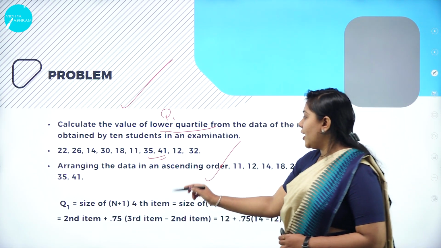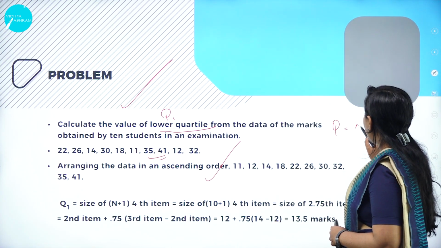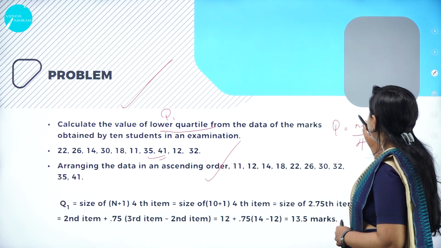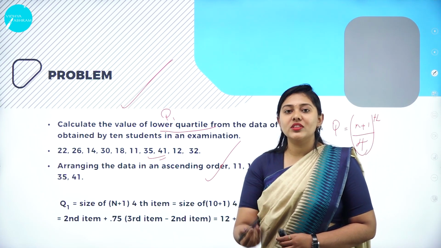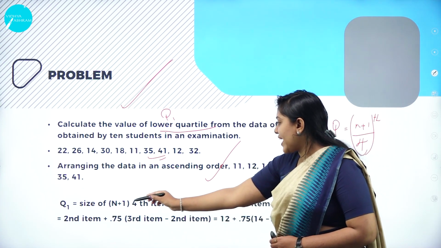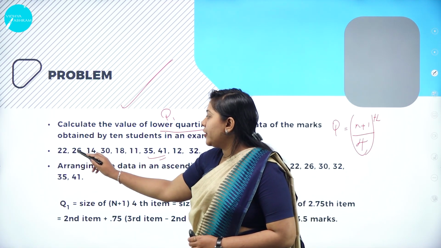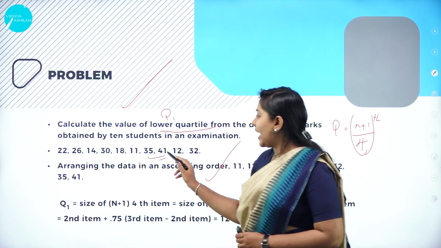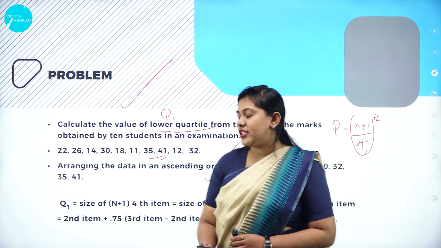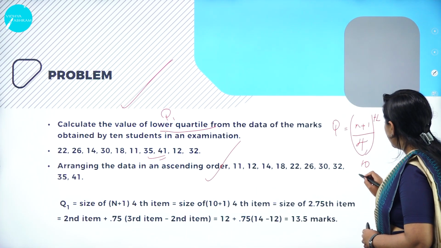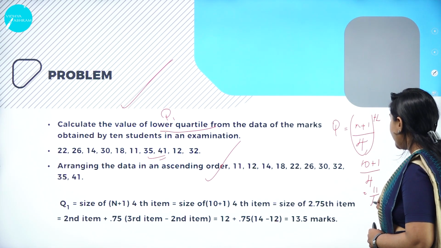So what is the formula for Q1? It is (n plus 1) divided by 4th item, or 4th size, or 4th observation. What is n? How many numbers are in the series? We have 1, 2, 3, 4, 5, 6, 7, 8, 9 and 10. So the number of observations will be 10. So 10 plus 1 divided by 4, that is 11 divided by 4.